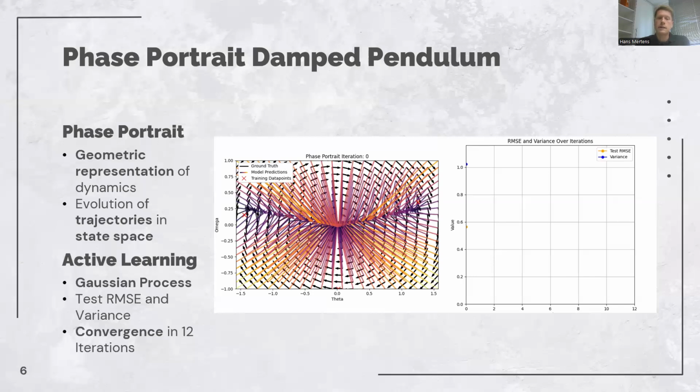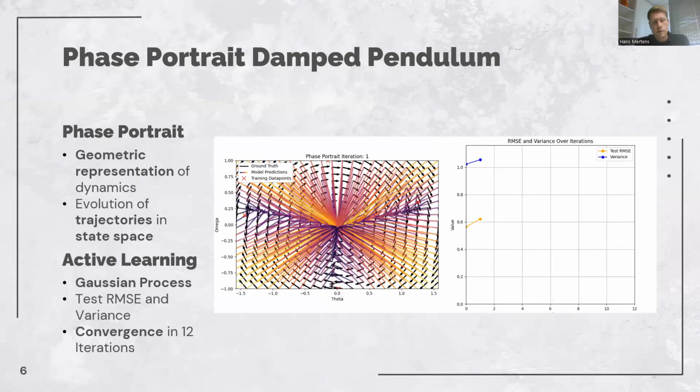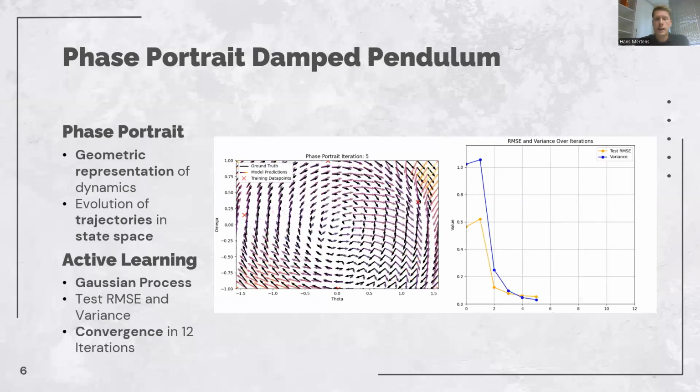And when we are performing active learning, we want to see that our model can represent the face portrait as best as possible, and this will show us that it will have learned the dynamics of the system. And what we see is that it only takes our active learning algorithm about 12 iterations to converge to a test error of pretty much 0 and to represent this face portrait quite perfectly by strategically selecting informative inputs.